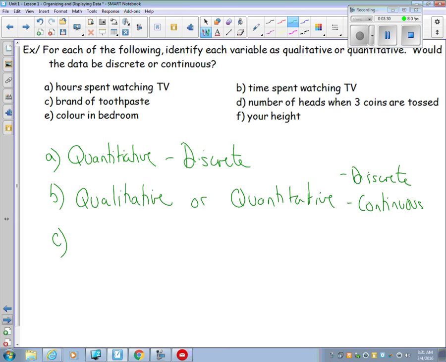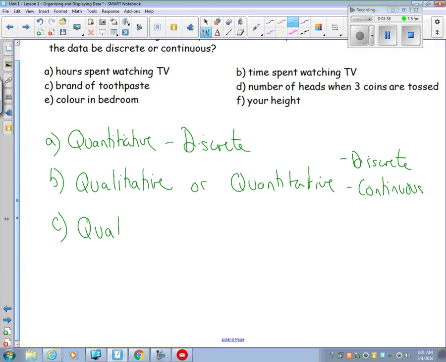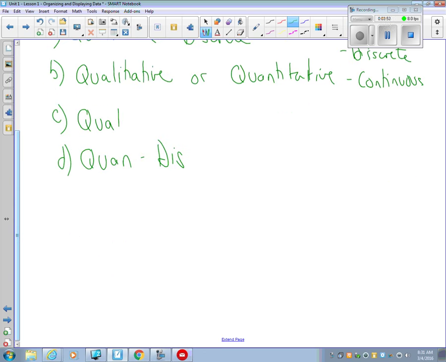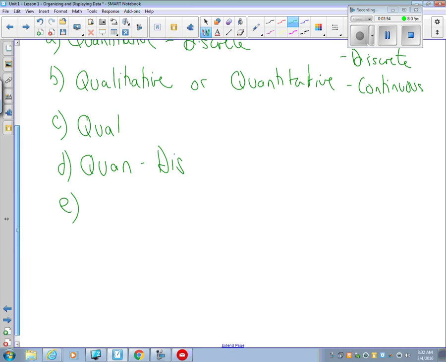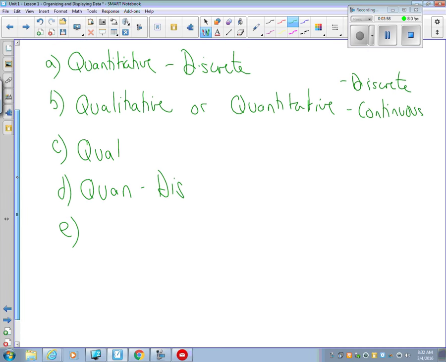Brand of toothpaste, obviously that's a quality, right? Crest, something like that. Number of heads when 3 coins are tossed. You flip them up in the air and count how many heads. It's a quantity, and specifically, since I'm counting, it's discrete. And the color of your bedroom. Maybe that's blue, white, yellow, green, different colors, right? Those are qualities.